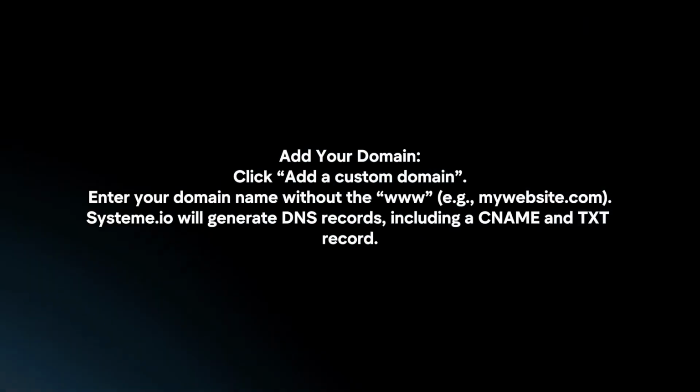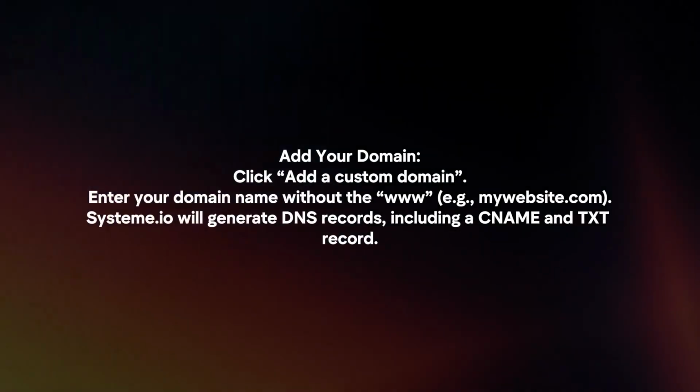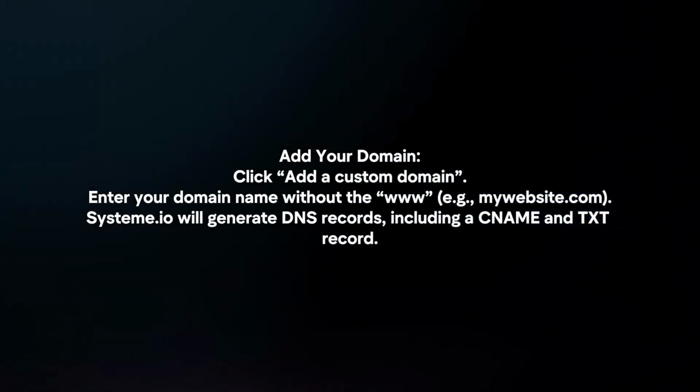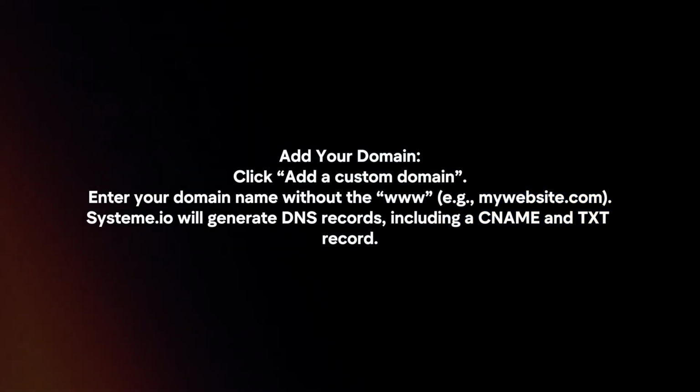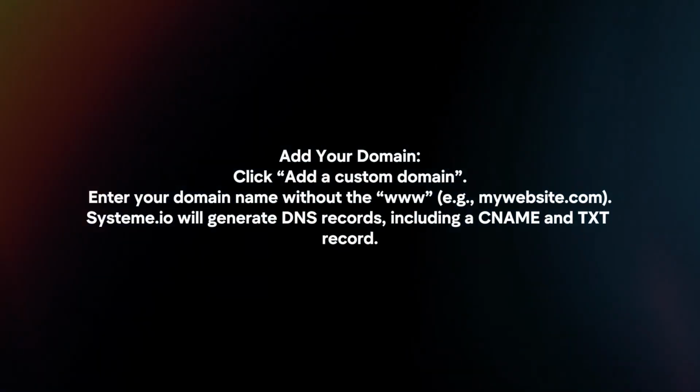Add your domain. Click Add a custom domain. Enter your domain name without the www. System.io will generate DNS records, including a CNAME and TXT record.